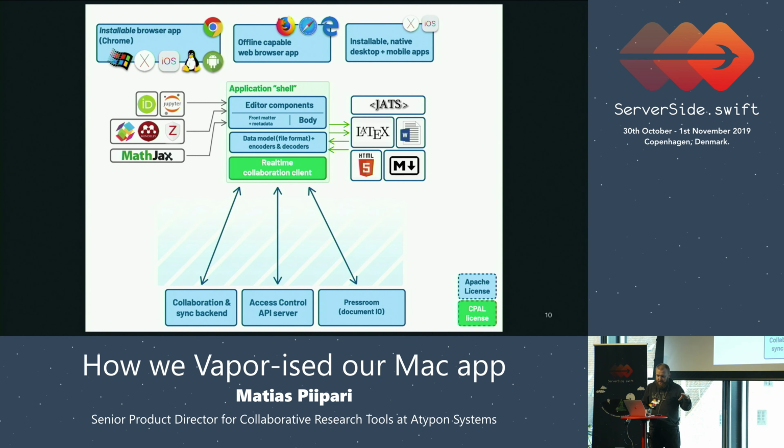And what's underneath that in the application client is an editor component, one for the front matter, as in the author list and affiliations, and one for the document body, and a data model and encoders and decoders for the different file formats that you have to be able to interoperate with, as well as this real-time collaboration stack. And what's at the back end is a collaboration and synchronization system, some access control, and finally document conversions.